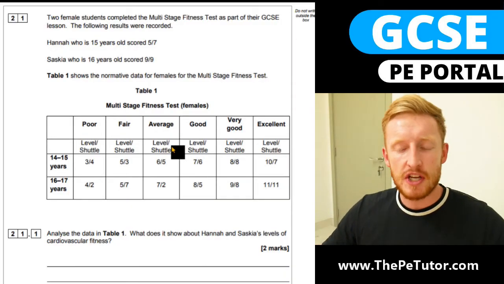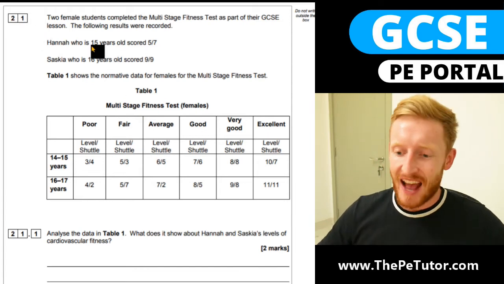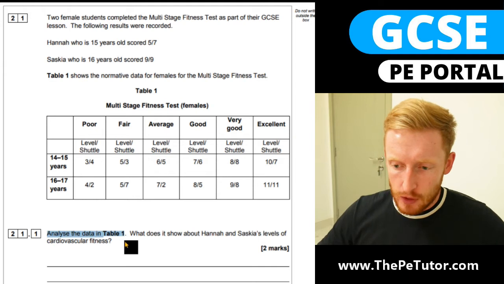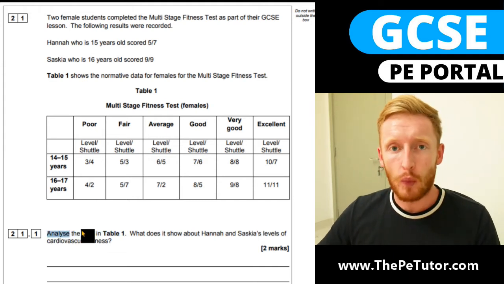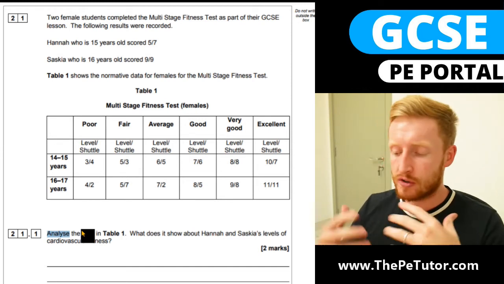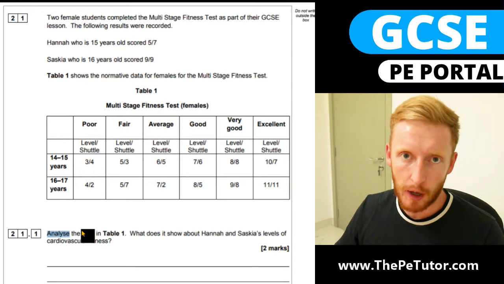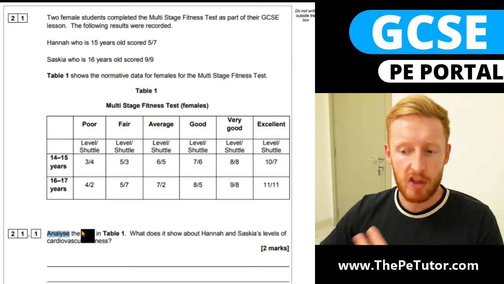We're looking at AQA GCSE PE today, and in this past paper we're in question 21, where it's asking us to analyse data. Whenever you get a question using the command word analyse, we need to be using the data that they give us in order to determine the outcome, to pass judgment on what that data tells us about the performer.